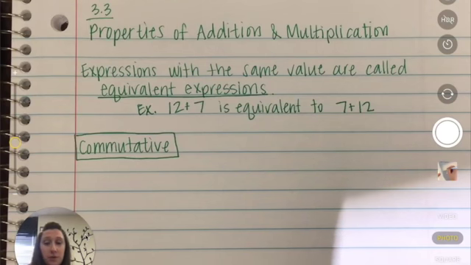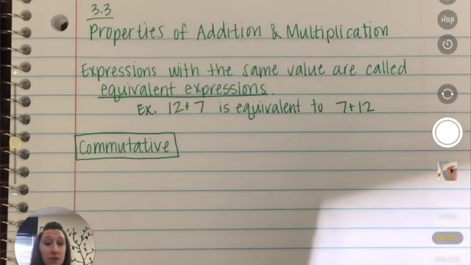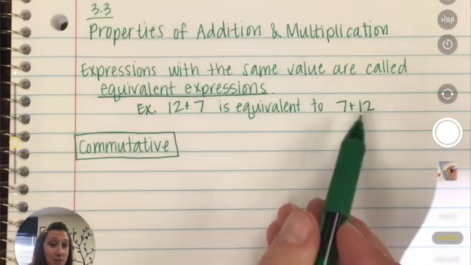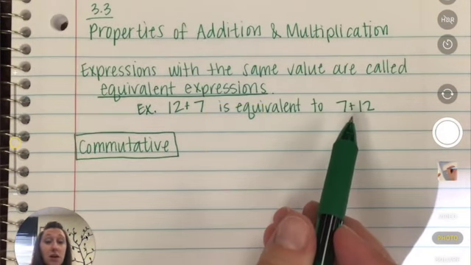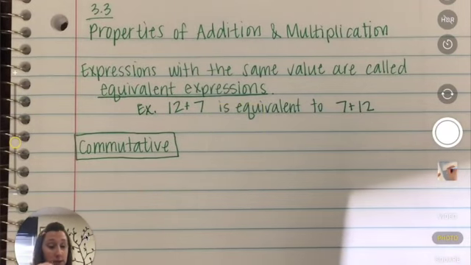So when we were looking at expressions, remember an expression is just a mathematical phrase with numbers and operations, and if it's algebraic, it will also have variables. So we're going to look at the different ways that we can look at expressions to make them equivalent to each other. And equivalent just means that those expressions have the same value. So expressions with the same value are called equivalent expressions. So for example, 12 plus 7 is equivalent to 7 plus 12 because their values are the same when you go ahead and do the math, when you add in this case.